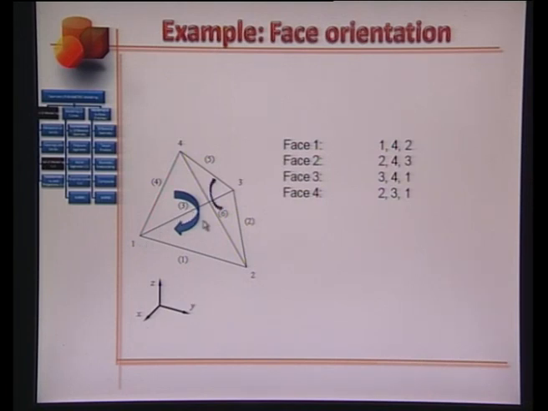Face 2 likewise is composed of vertices 2, 4 and 3. 2, 4 and 3 would give you a clockwise order. Once again, if you use your right hand with your thumb pointing outwards, and if you curl the other 4 fingers along this arrow, you would notice that your thumb is pointing into the tetrahedron.